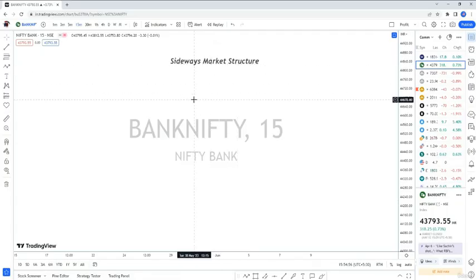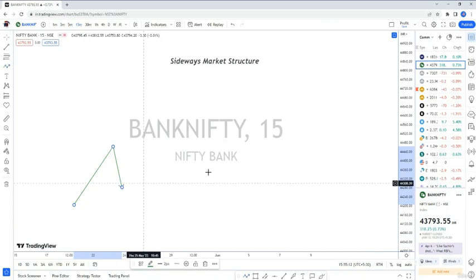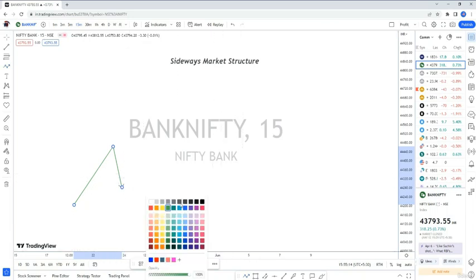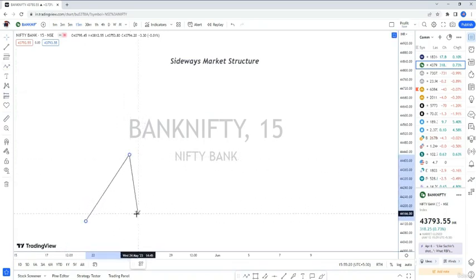Let's talk about sideways market structure. Sideways market structure is what I believe you will see most of the time. This is a market structure with various use cases. What you will see sometimes is the market trying to break the high.